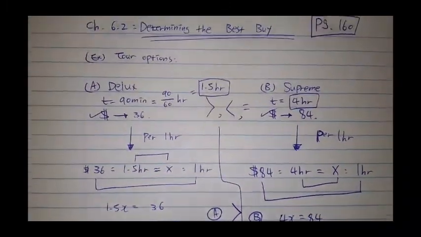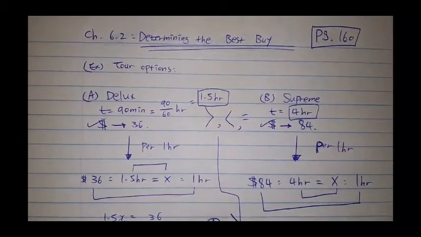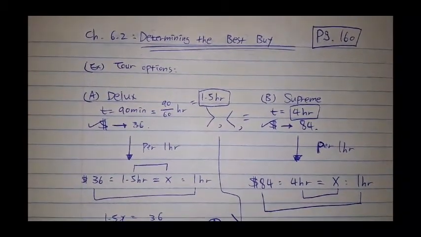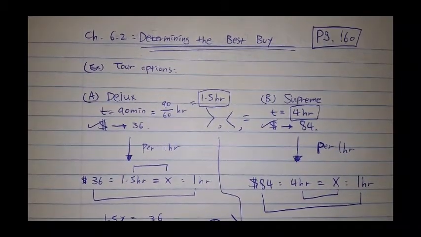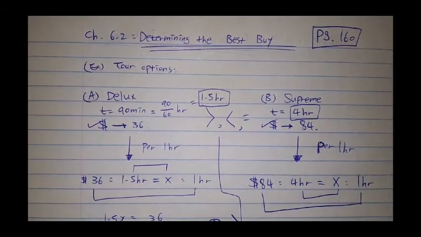So basically, when it comes to Chapter 6.2, you are going to read each question in detail, and then calculate the price for the first condition and the second condition, and see which one is better.